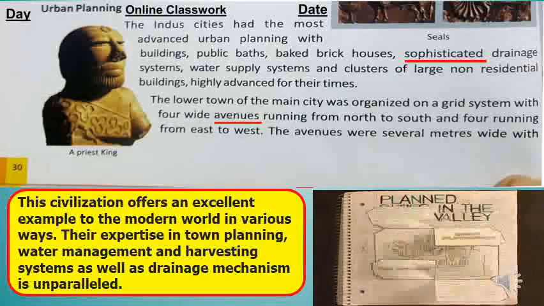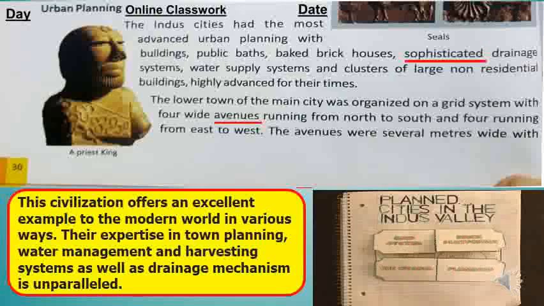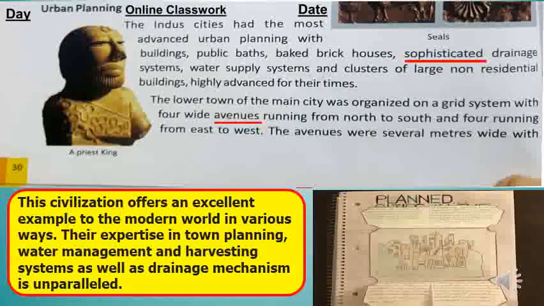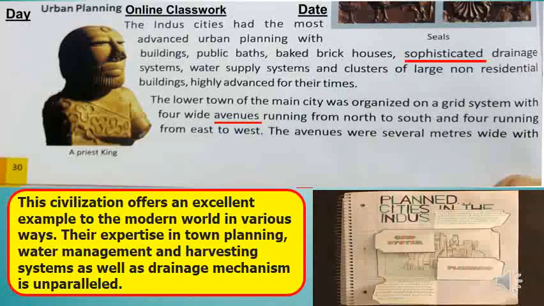The Indus cities had the most advanced urban planning with buildings, public baths, baked brick houses, sophisticated drainage system, water supply systems, and cluster of large non-residential buildings, highly advanced for their time. Please underline this paragraph. What they are trying to tell you here is that the Indus cities had the most advanced type of planning. They had public baths, baked brick houses, a sophisticated drainage system, water supply systems, and a cluster of non-residential buildings in which the administrative work used to take place. And they were highly advanced for their time.